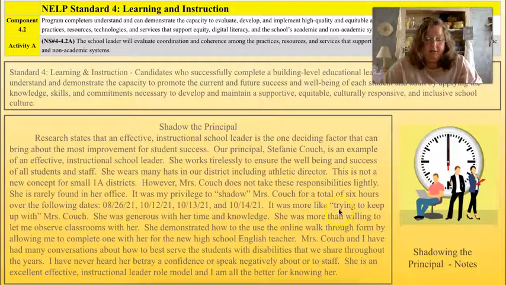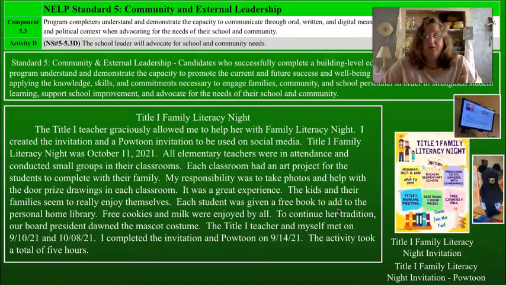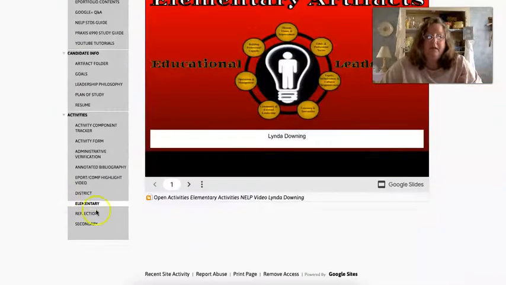The next thing that I wanted to take a look at was the opportunity to work with Title I Family Night. I created the invitation for that along with a PowToon to be used, and also participated that evening. Okay, so let's switch over to secondary so we have time to go through the reflection.